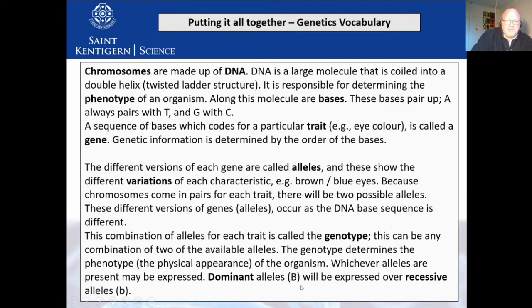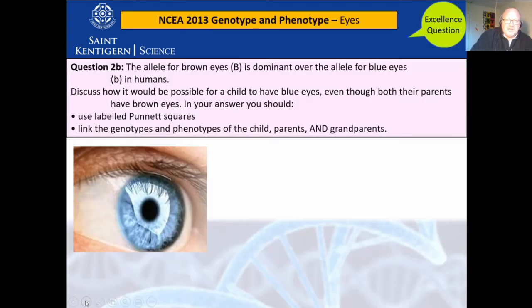Okay, whichever allele is present may be expressed. So dominant, when it's there, will be expressed over recessive, and recessive can only be seen when there's only recessive. Okay, so that was genotype and phenotype.